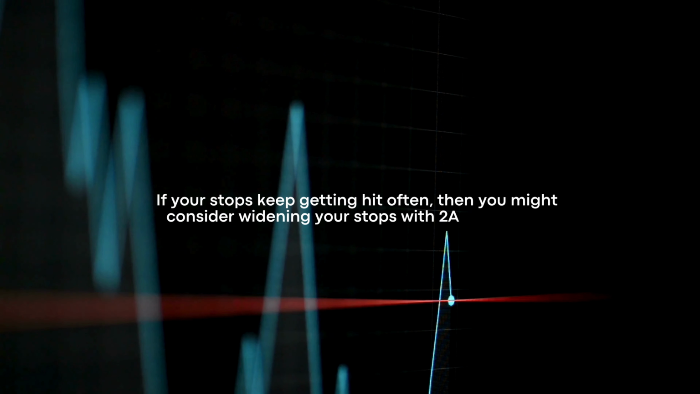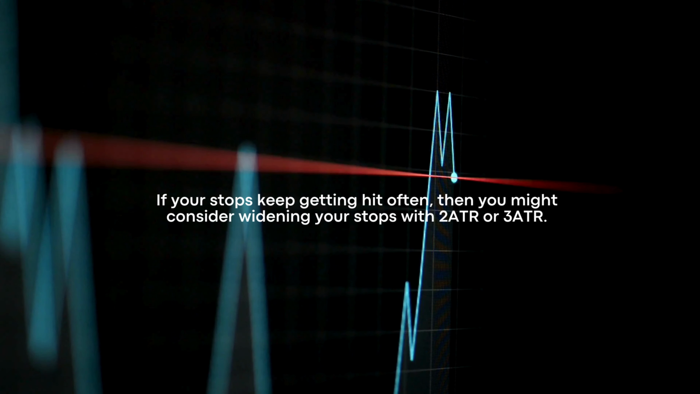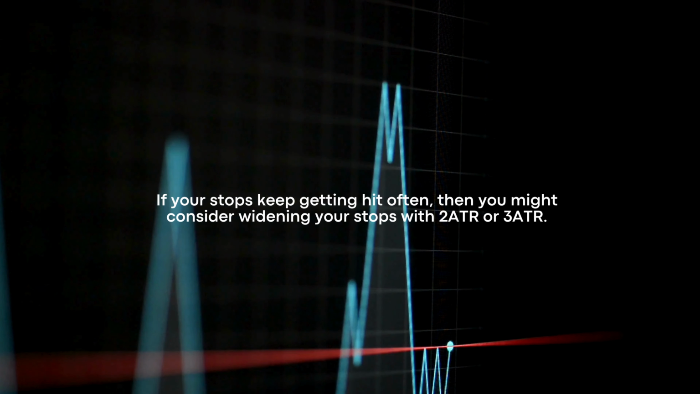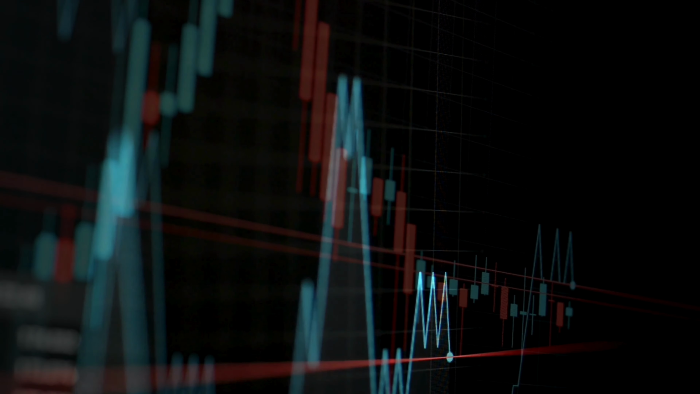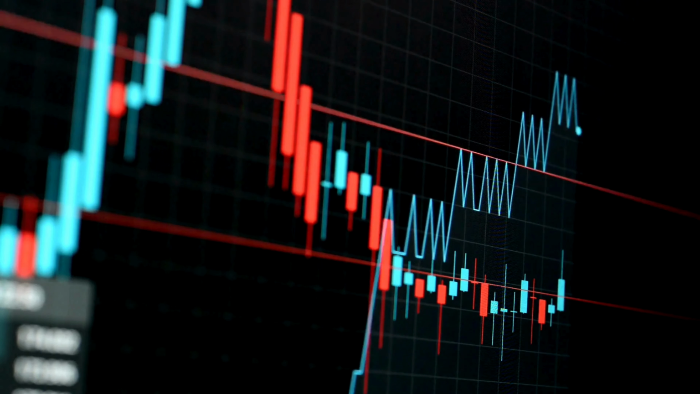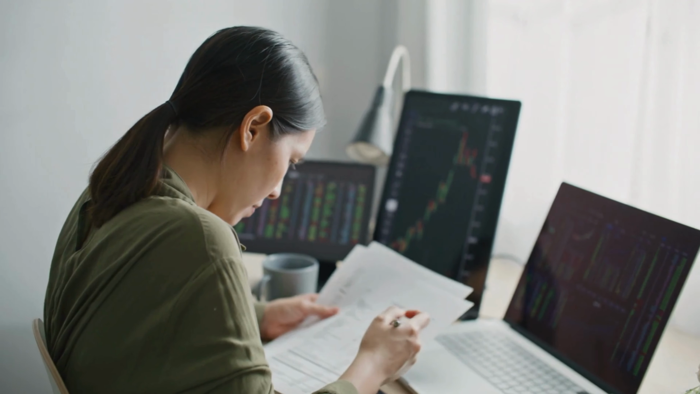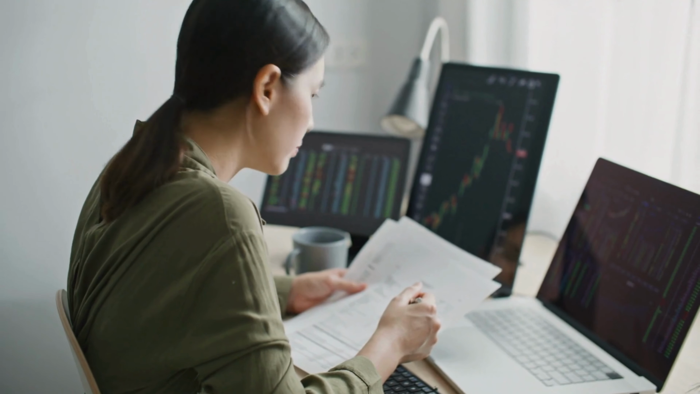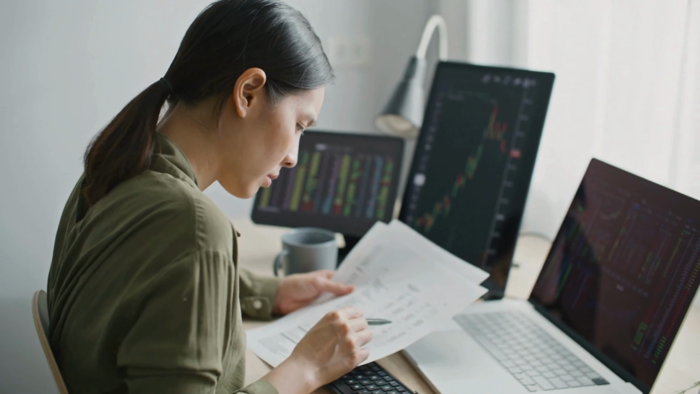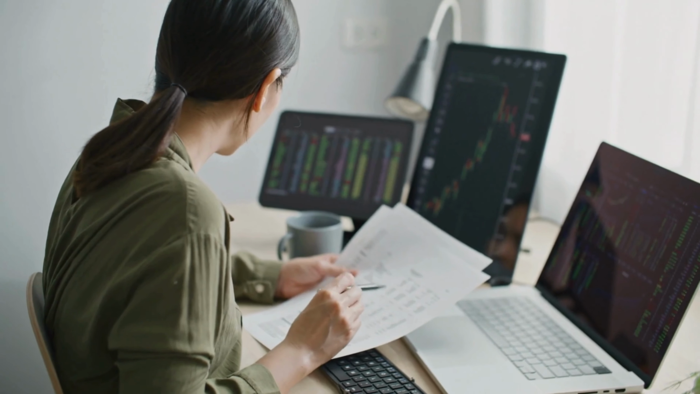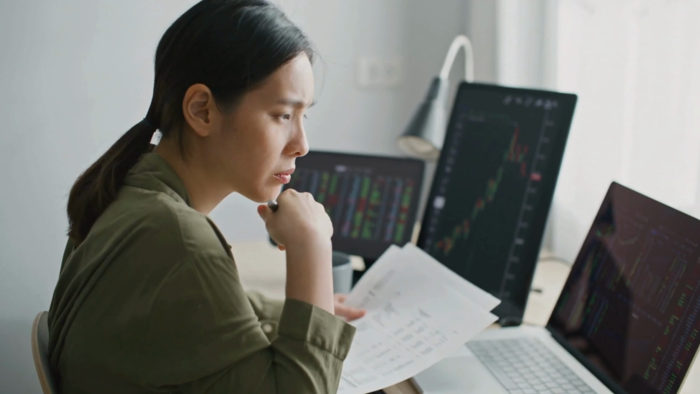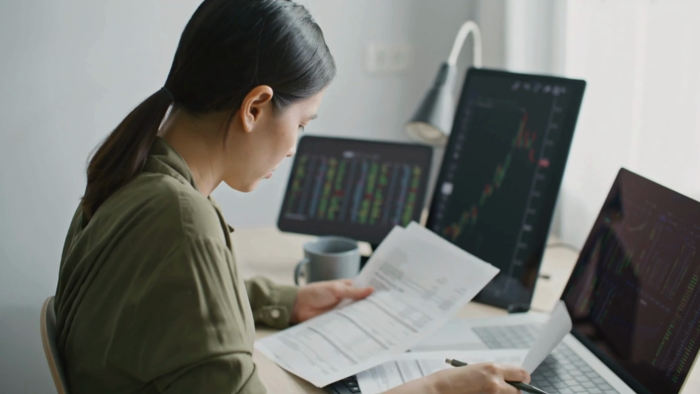If your stops keep getting hit often, then you might consider widening your stops with 2 average true range or 3 average true range. Price action can work on the lower time frame if there's sufficient liquidity in the markets. But I can't really say if you should or shouldn't trade the 4-hour and the daily time frames, because it depends on your goals from trading, whether you want to be a day trader or position trader, etc.